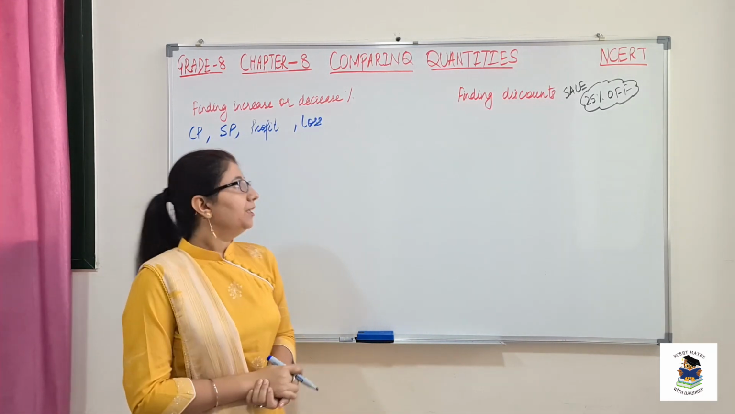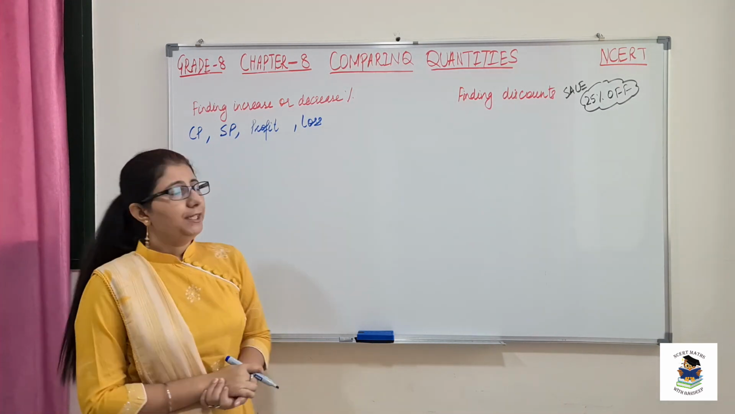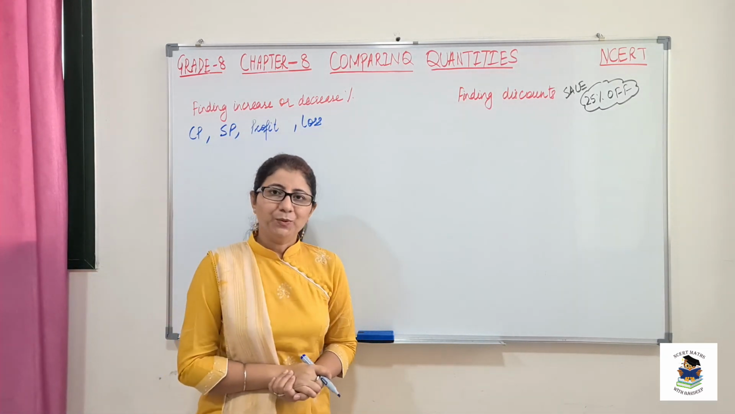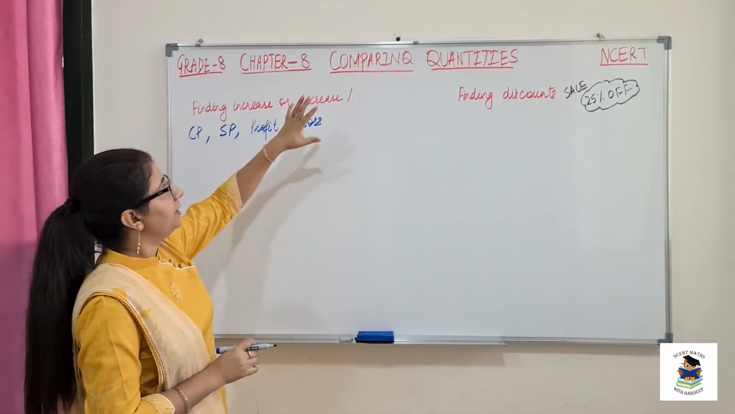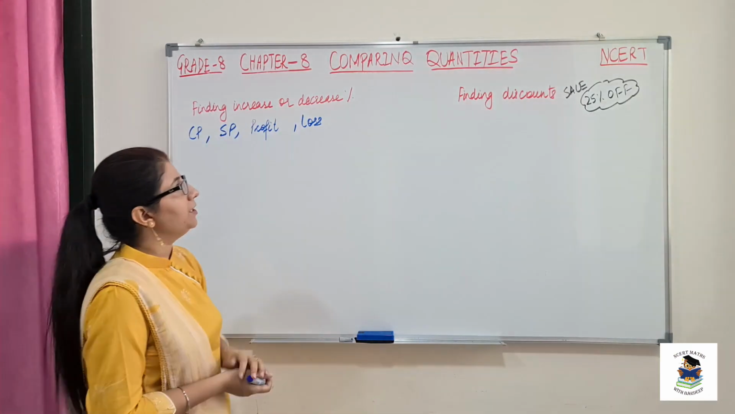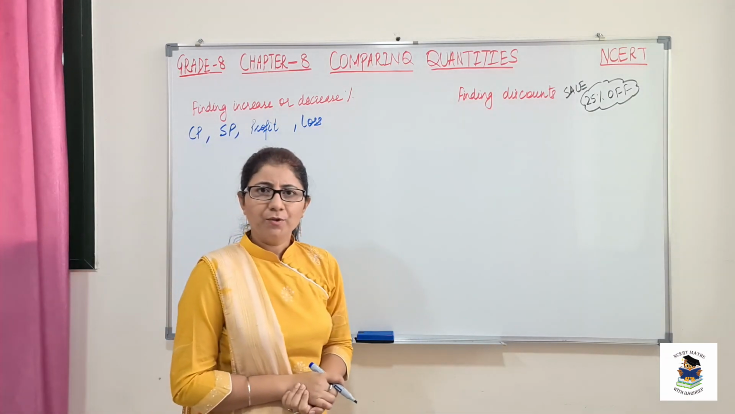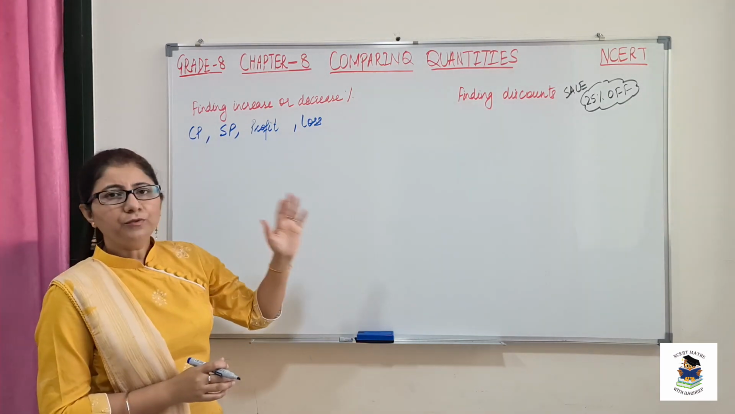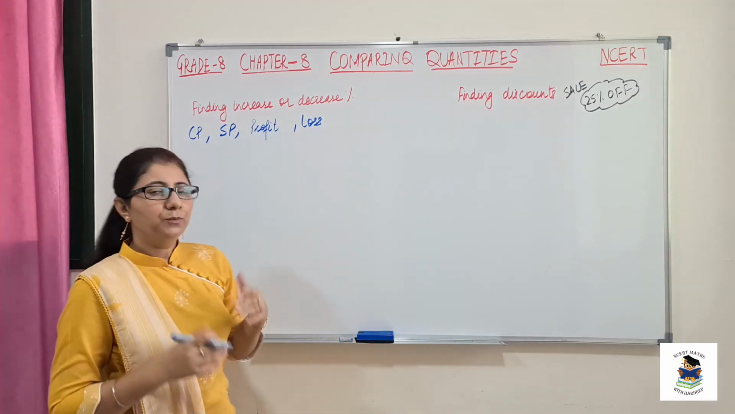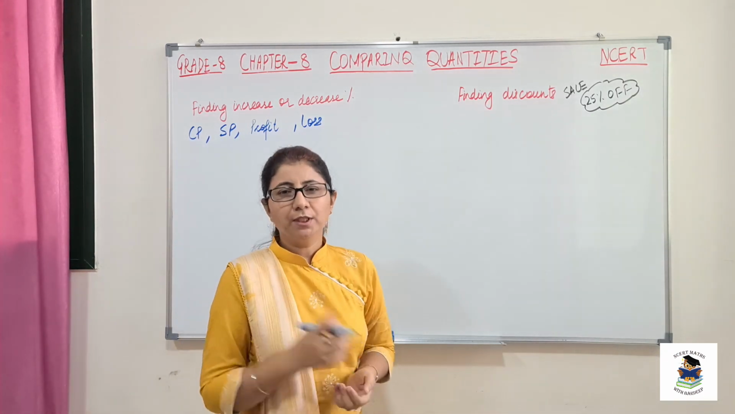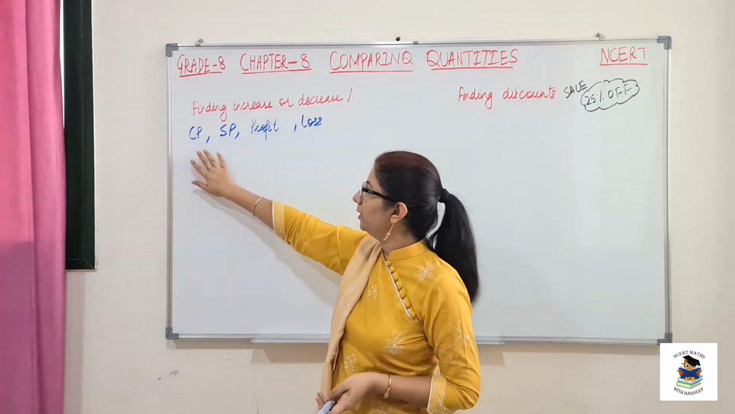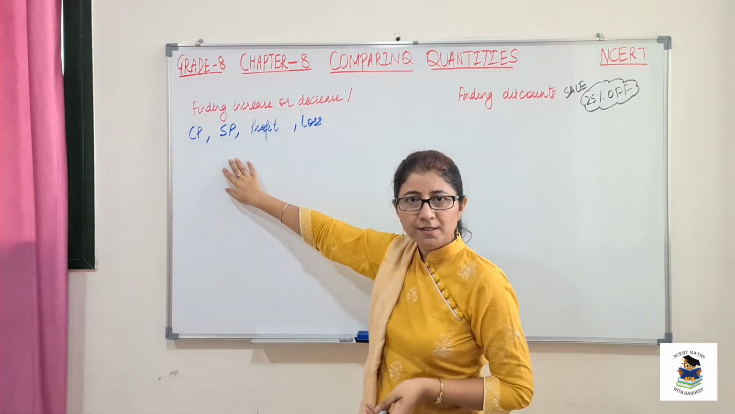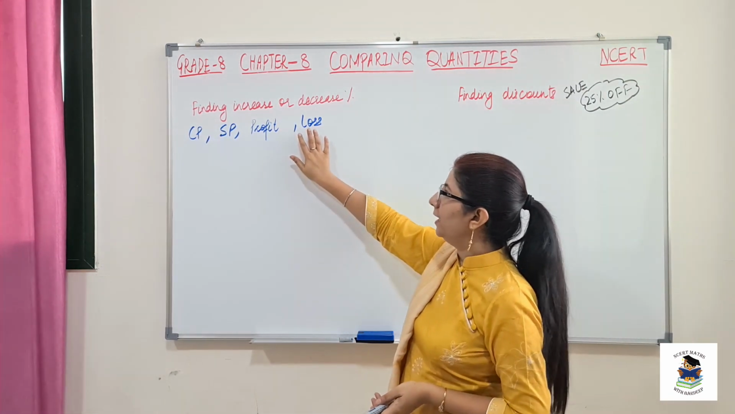Today we are continuing chapter 8 of grade 8, that is comparing quantities. Today's topic is finding increase or decrease percentage and how to find discounts. Let's see how to find these things, but before that you must already be aware of a few terms that we use in our daily life, that is CP meaning cost price, SP is selling price, profit and loss.